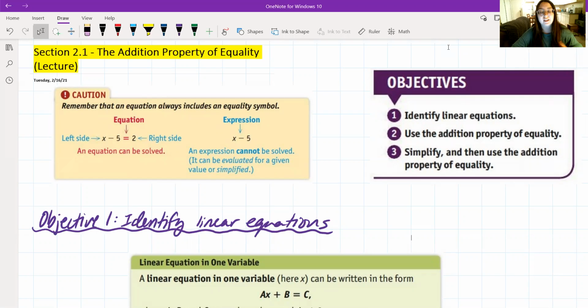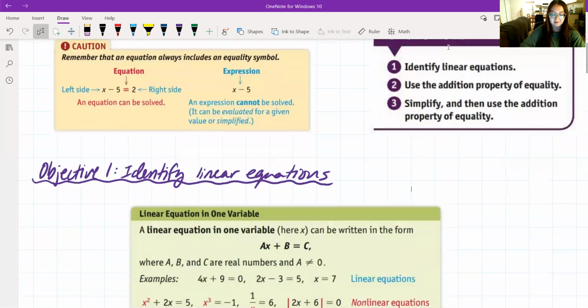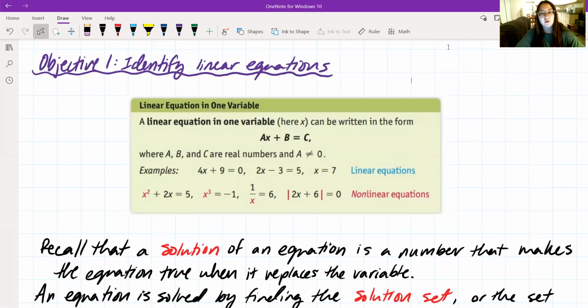So we're going to start off our lecture here with a simple caution. Remember that an equation always includes an equality symbol. So our equation is something like x minus 5 is equal to 2. We're saying that an equation can be solved, whereas an expression can't be solved. An expression does not have an equality symbol. It is evaluated or simplified. It is not solved. So keeping that in mind as we go through, it's important to recognize the difference between expressions and equations.